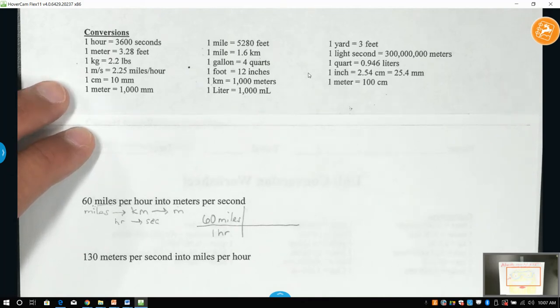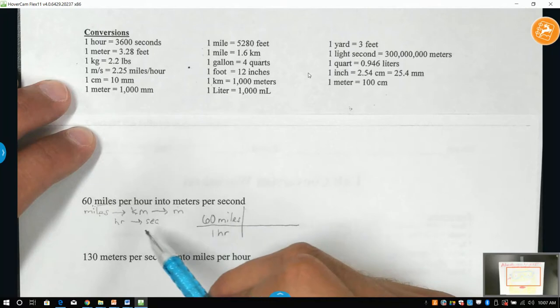So how we would do this is you treat the top just like we did on the front side. Basically, there are two rules for these rate conversions: convert the top unit into the desired unit we want first. So we want to get our miles into meters first. And then we will convert the bottom unit into the desired unit.